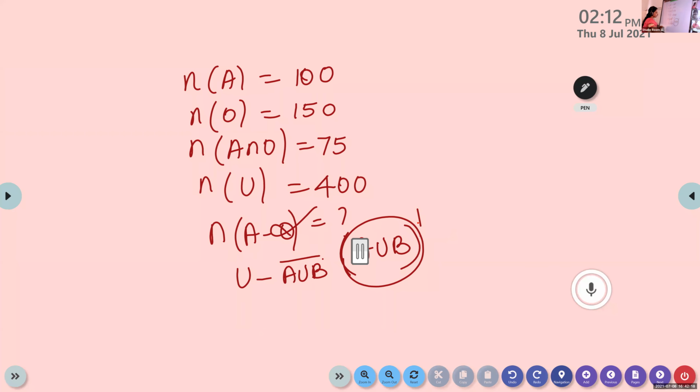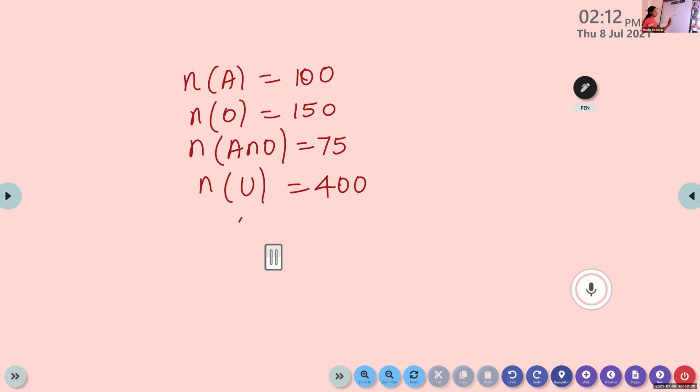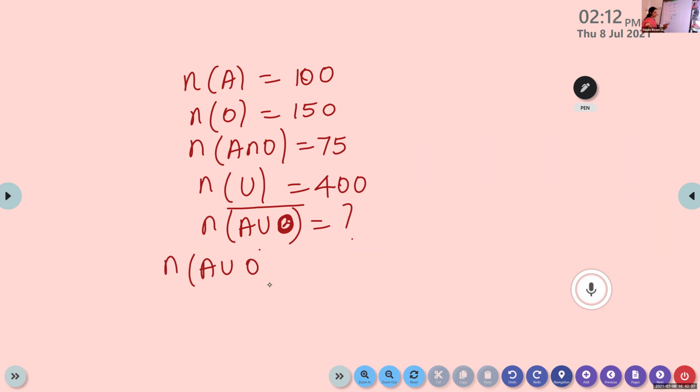So here, what do you have to find? N of A union B the whole dash. This is what we want to find. Instead of B, here we use the alphabet O. So first find out what is N of A union O. It is N of A plus N of O minus N of A intersection O. On simplifying, the answer is 175.